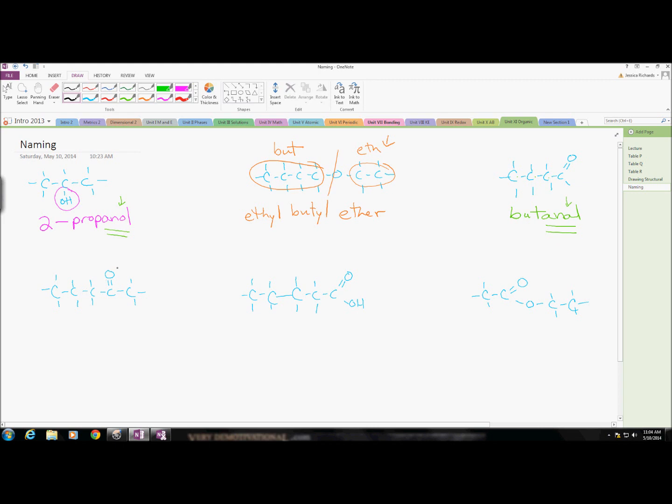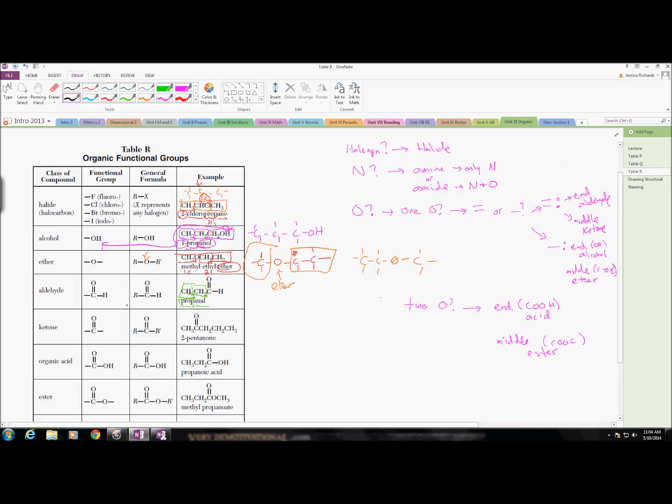Next, I have a double bonded O in the middle of a chain. So it's bonded to a carbon, and that carbon is bonded to two other carbons. Reference table R tells me that's a ketone. I look at their example.